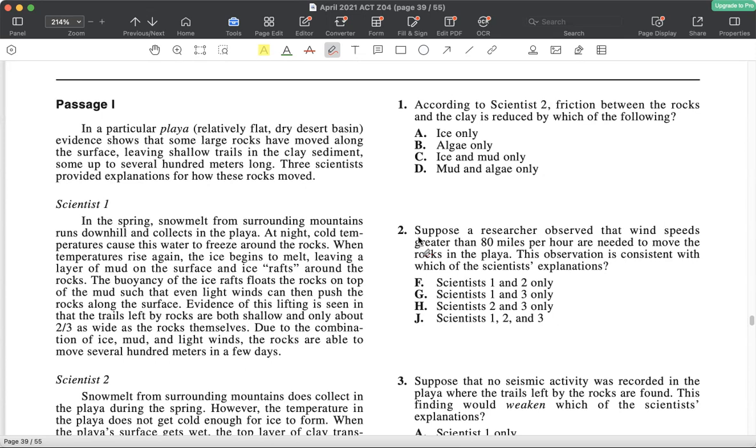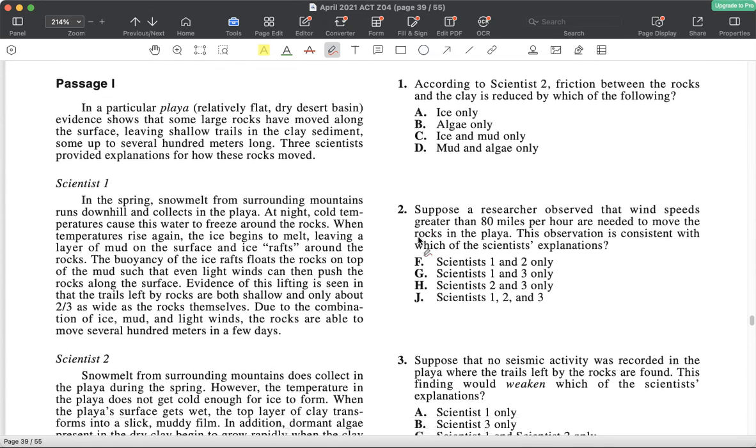Evidence of this lifting is seen in that the trails left by rocks are both shallow and only about two-thirds as wide as the rocks themselves. Due to the combination of ice, mud, and light winds, the rocks are able to move several hundred meters in a few days.